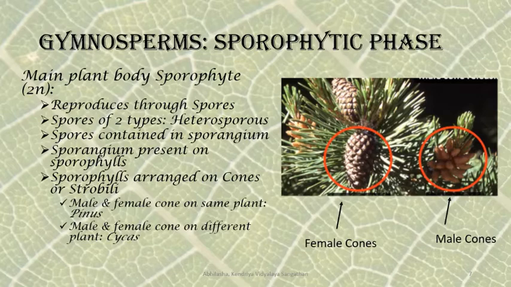Male and female cones can be present on the same plant. This occurs in pinus. Male and female cones may be present on different plants, that is in cycas. So in cycas, the male plant bears male cones and the female plant bears female cones. The cycas trees are unisexual.